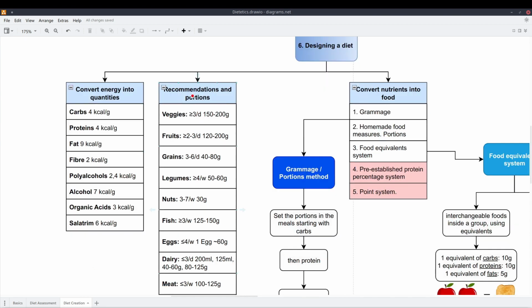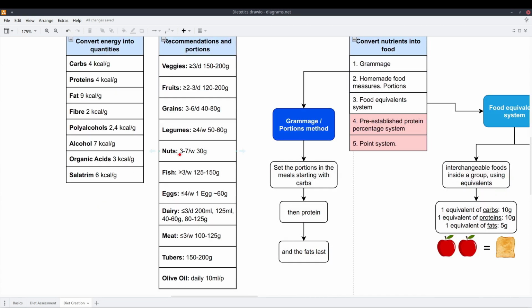So now we need to follow the recommendations and portions for each and every one of these food groups. Veggies, recommendations here in Spain are more than 3 per day, and the portion is from 150 to 200 grams. Fruits, more than 2-3 per day, 120 to 200 grams. Grains, 3 to 6 portions per day, and the portion is between 40 and 80 grams. Legumes, more than 4 per week, 50 to 60. Nuts, 3 to 7 per week, 30 grams a portion.